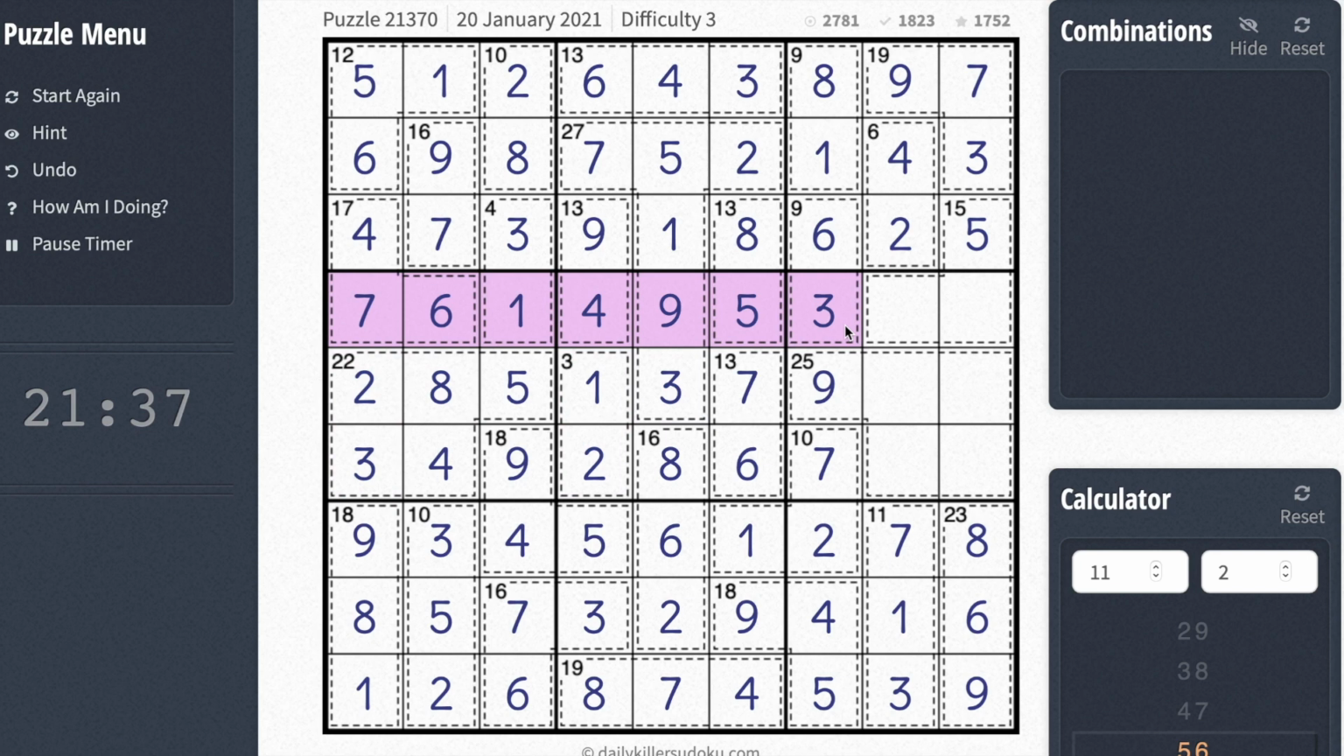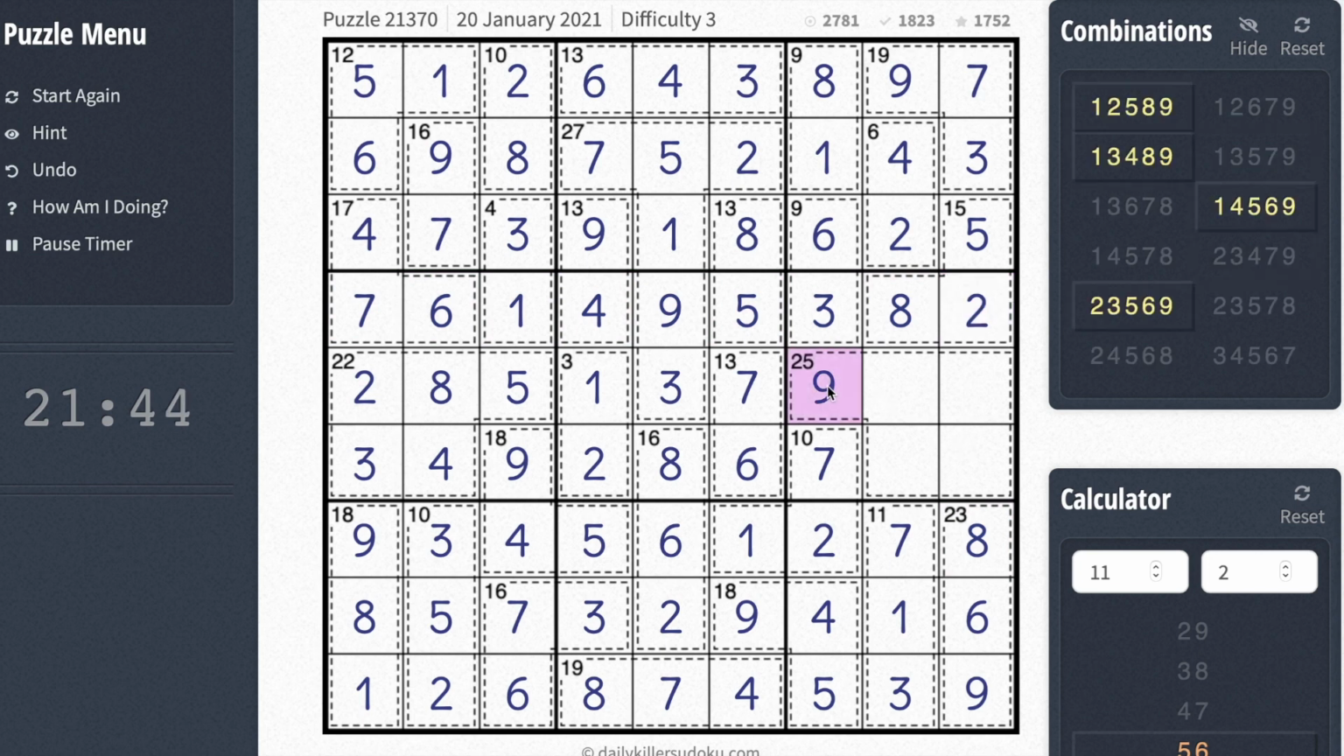What's missing in this row? 2 and an 8. Got an 8 here, so it's 8, 2 in that order. And then 9s. Well, we've got to have a 1 in there. There's a 1 missing, which would go here. What else are we missing in here? 2, 3. So we've got 1, 2, 3, 4, 5, 6 is missing.